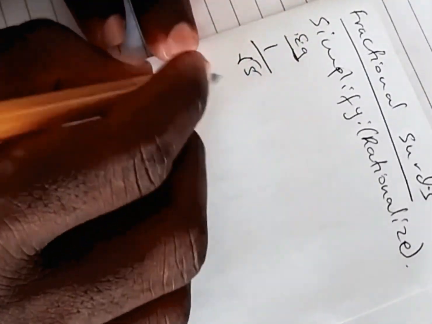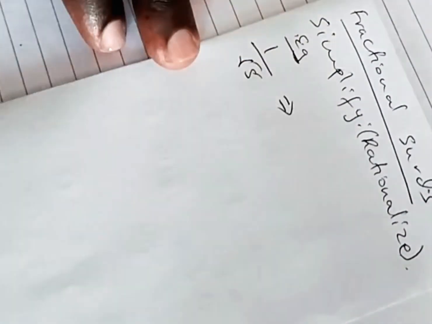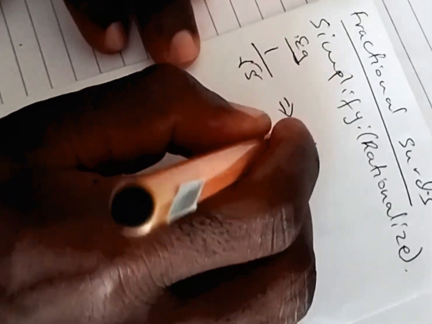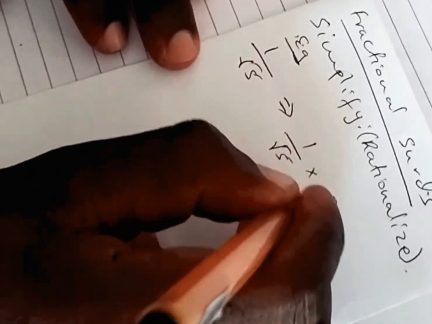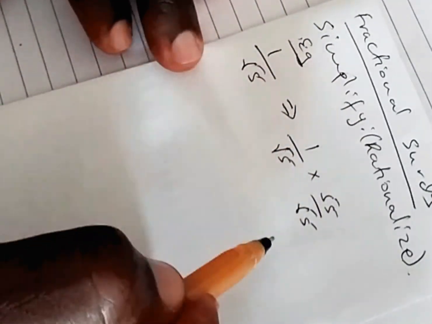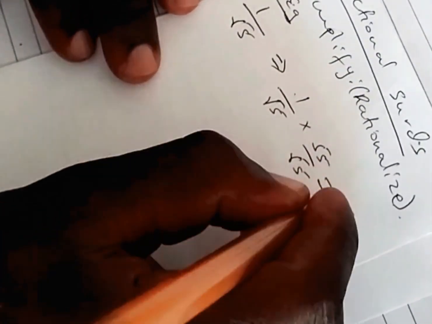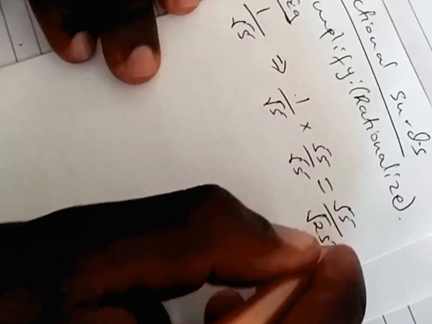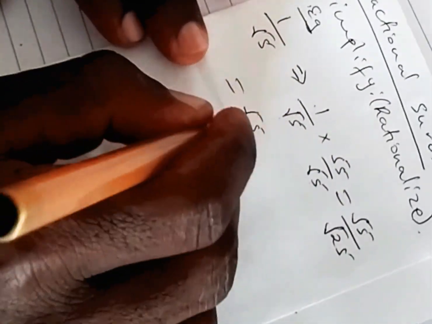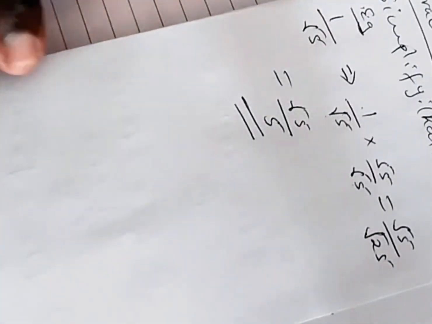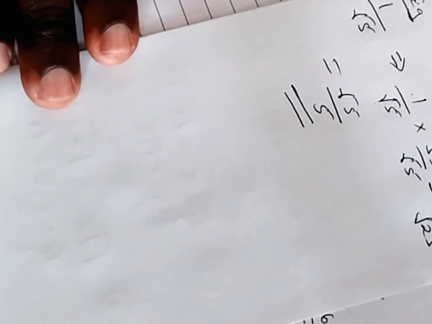If you have 1 over root 5, then this can be 1 over root 5 times root 5 over root 5. Remember, this is 1, so there's nothing doing to it. 1 times root 5 is root 5. Then root 5 times root 5 is root 25, which is 5. So 1 over root 5 is the same as root 5 over 5.